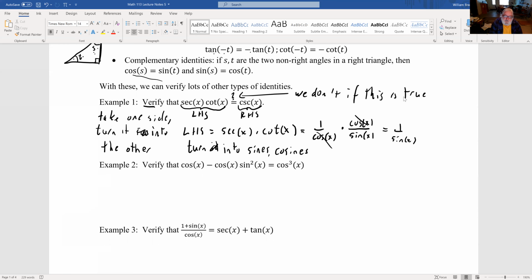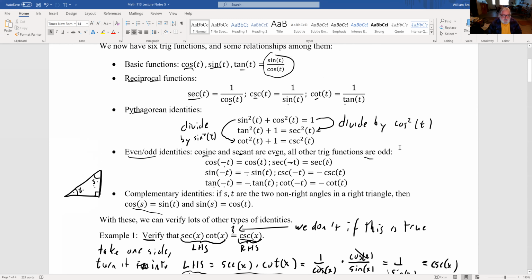So we've done a little bit of simplification on the left side. We want to end up with cosecant x on the right-hand side, but we look at 1 over sine, we look at our reciprocal functions, and we can see that 1 over sine is cosecant of x. Okay, and that's the right-hand side. So we have in fact verified this because we turned one side into the other side. This is a useful tool, turn things into sines and cosines and see what you can get.